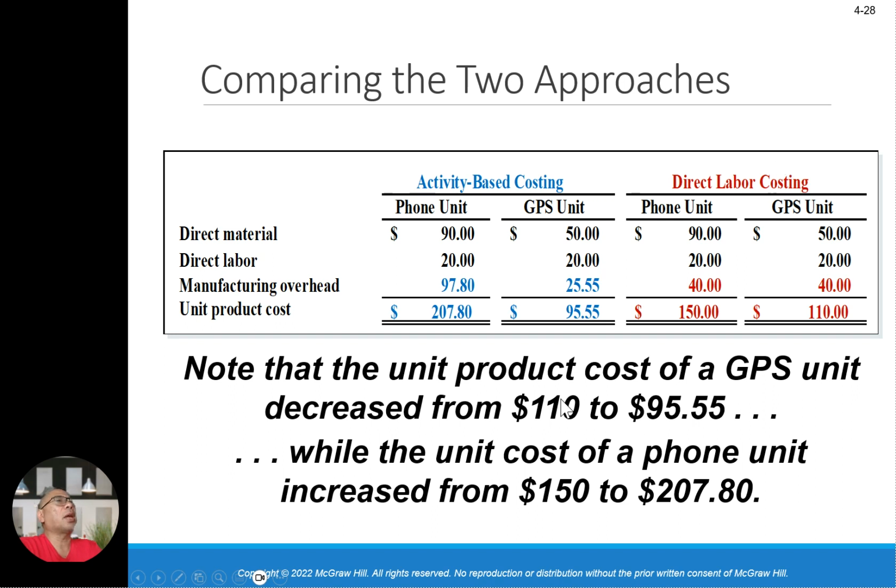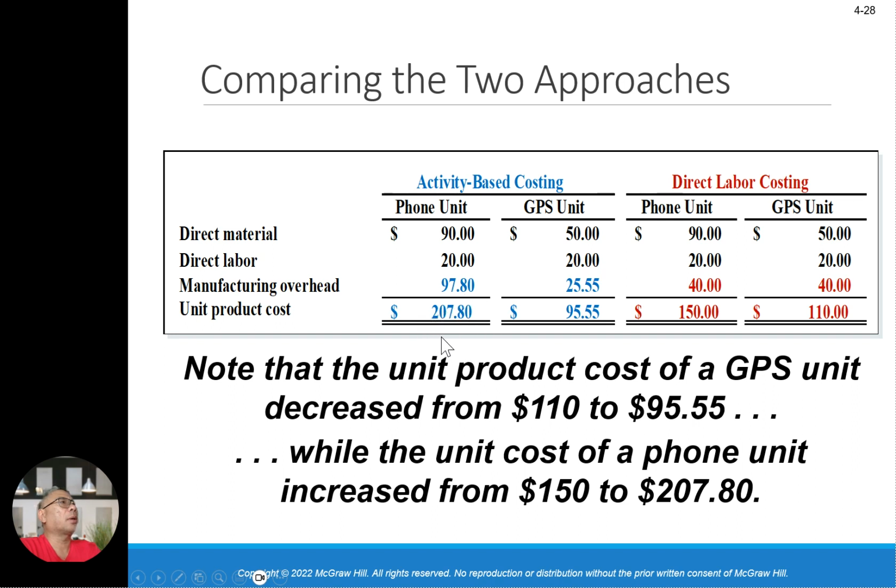There are two different ones. Note that the unit product cost for the GPS unit decreased from 110 to 95.5, while the phone went from 150 to 207. Phone 207. Here you go, activity base.